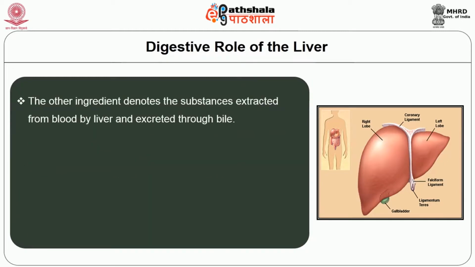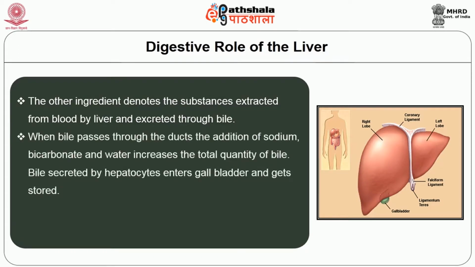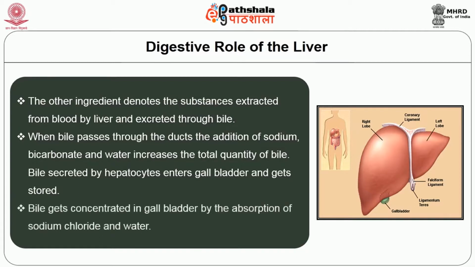The other ingredients denote the substances extracted from blood by liver and excreted through bile. When bile passes through the ducts, the addition of sodium, bicarbonate and water increases the total quantity of bile. Bile secreted by hepatocytes enters the gallbladder and gets stored. Bile gets concentrated in the gallbladder by the absorption of sodium chloride and water.